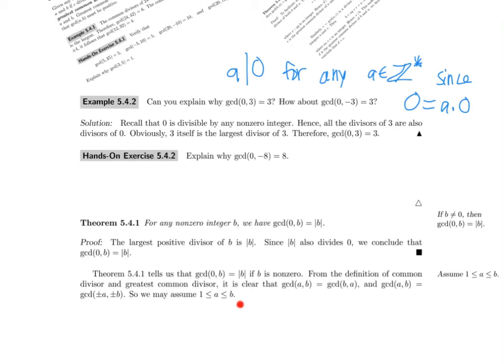So just for simplicity, we're going to throw out all the cases where our integers are 0 or negative. So from this point forward, we're just going to focus on a and b being both greater than or equal to 1. And again, also for simplicity, we're just going to assume b is greater than or equal to a.